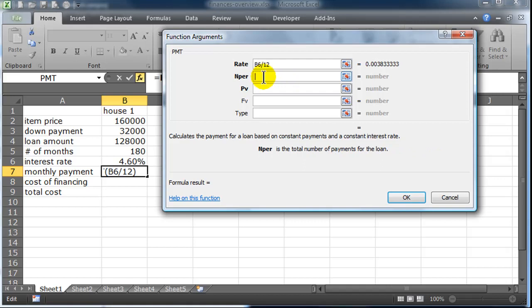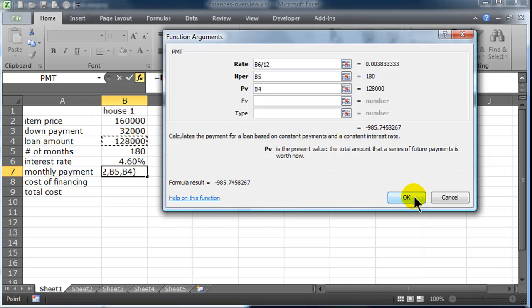The number of periods in question are the number of payment periods. Now, since my payment periods, basically how many payments will I make over the life of the loan, are already in terms of months, I can just click on the cell that contains the number of months. Now, the present value is my loan amount, okay? And so I'm going to click on the cell that contains my loan amount.